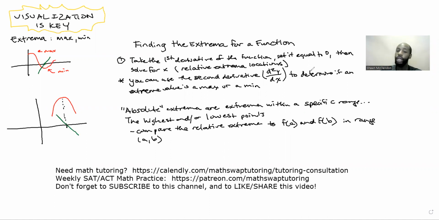Okay. So that way you can make sure that, because it could be that f of A is an extrema, or f of B is an extrema. So you want to make sure those aren't actually higher or lower than the values of the function where you've determined that extrema are by setting the first derivative equal to 0.